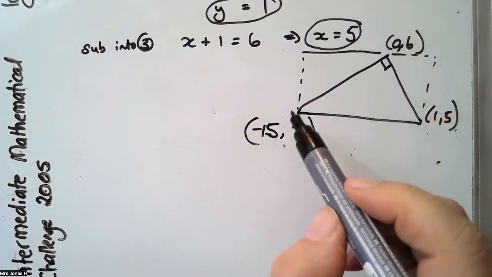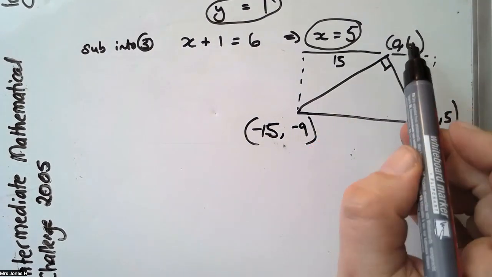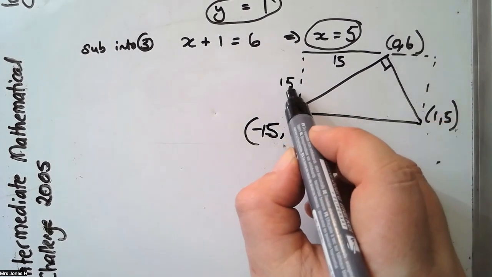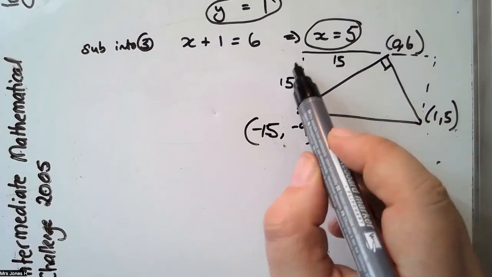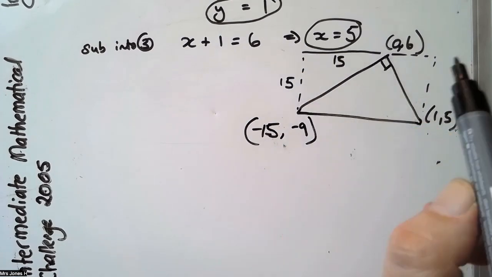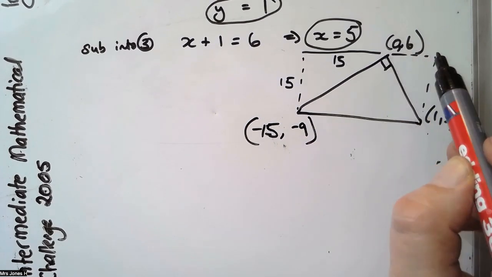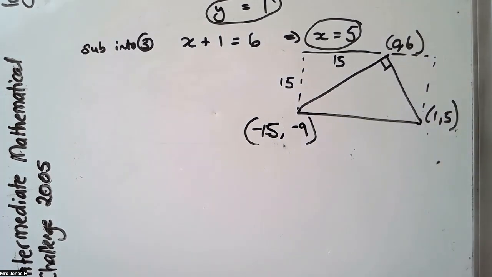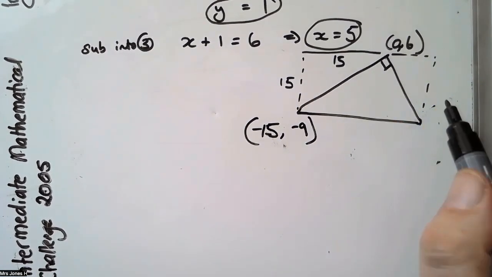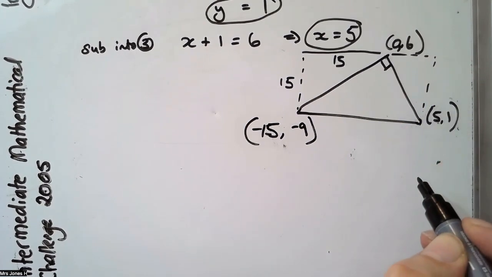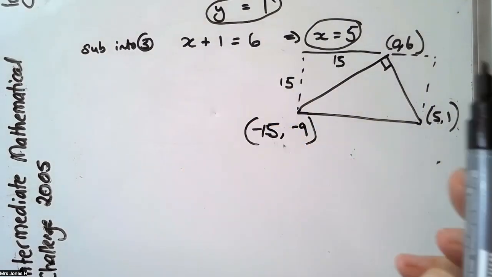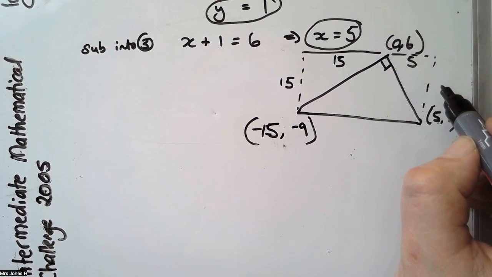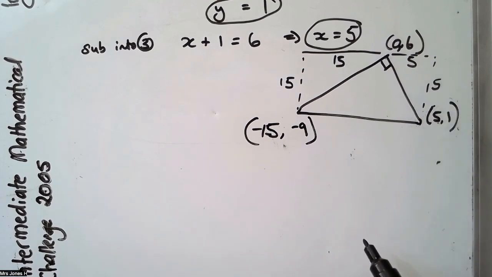The distance between 0 and negative 15 is 15. The difference between 6 and negative 9 is also 15. So this is a square that we can work out this length of. This one here going from 0 to 1. So this length. This is 5, 1. X is 5, y is 1. So we're looking at 0 to 5, this is 5. We're looking at 6 to 1, this is 5 as well.